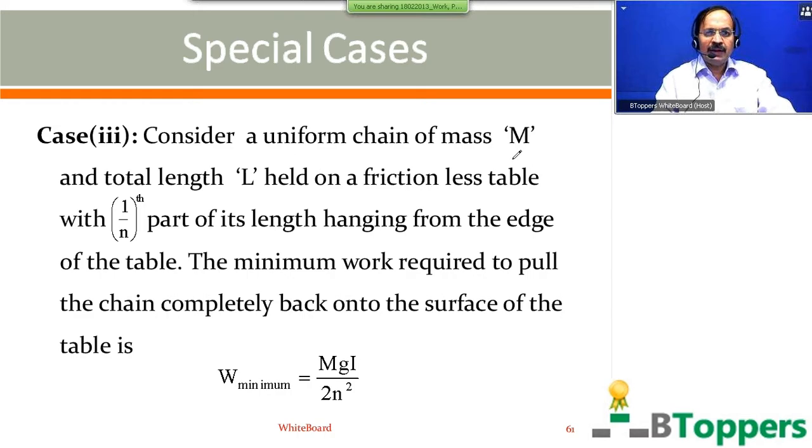Consider a uniform chain of mass M and total length L held on a frictionless table with 1/nth part of its length hanging from the edge of the table. The minimum work required to pull the chain completely back onto the surface of the table is given by W subscript minimum equals MgL by 2n squared. Come on, copy down the conclusion.